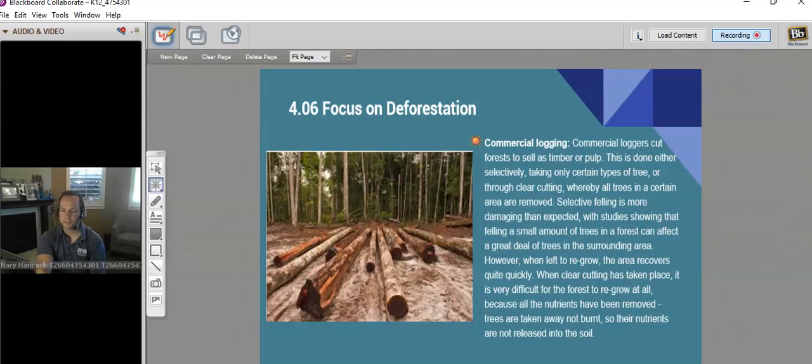Would somebody like to read about commercial logging? This is the last one we have to read. Okay, anyone else? That's all right. Samantha, I'm going to let you take it then.